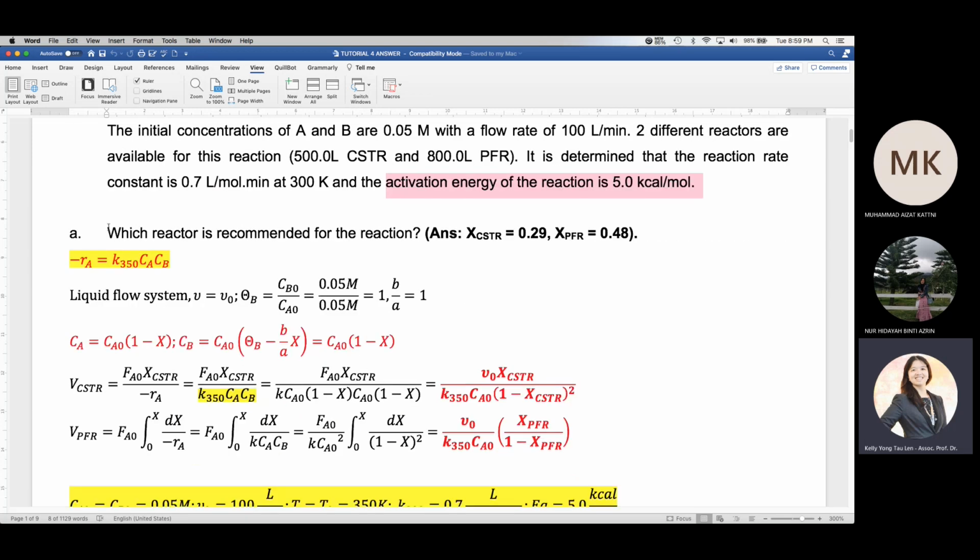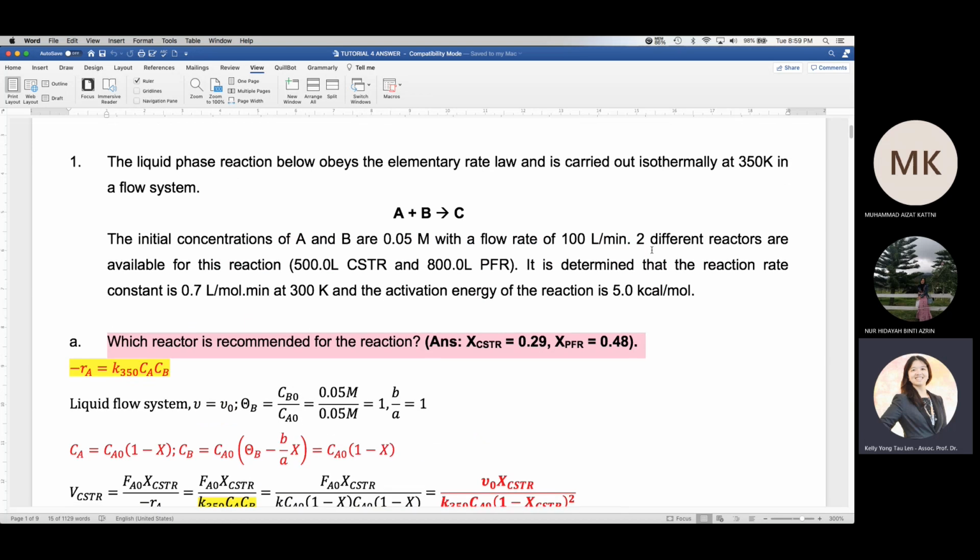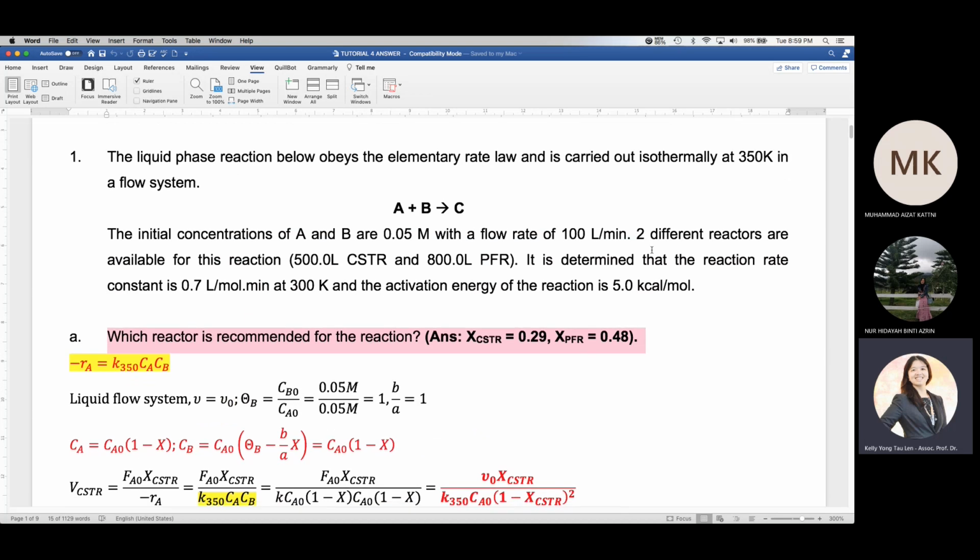Soalan dia senang je. Which reactor is recommended for the reaction? Dia tanya kita reactor mana yang recommended for the reaction. Okay, so this is somewhat like a question you can understand somewhat. This is a real application scenario. Katakan in your plant, okay, you want to run this reaction. Okay, but fortunately you cannot purchase a new reactor. You are supposed to use your existing reactor.